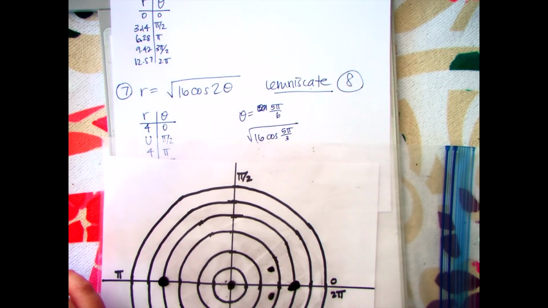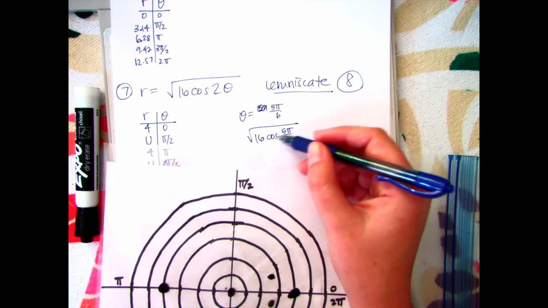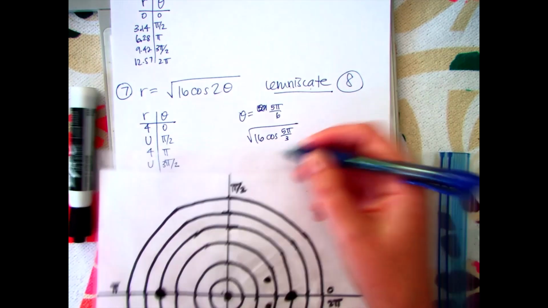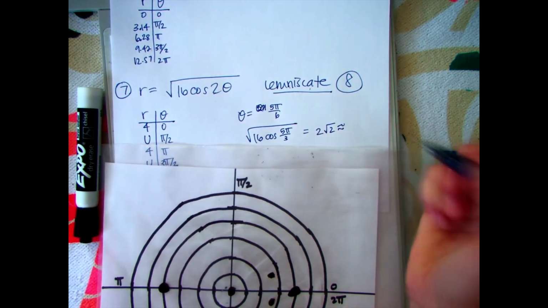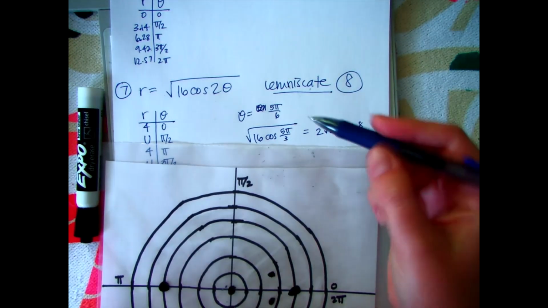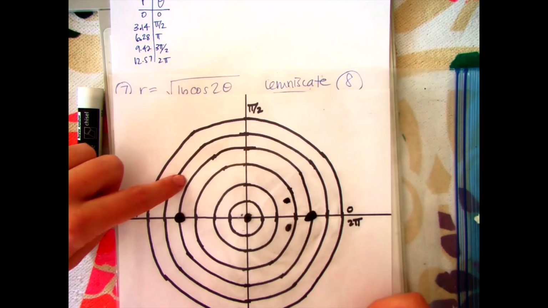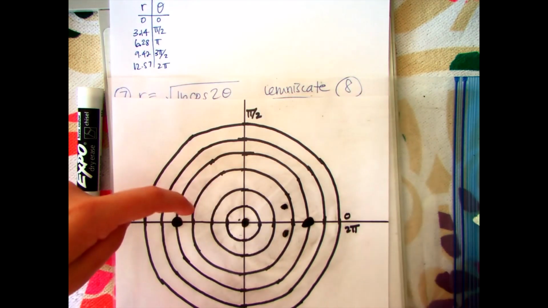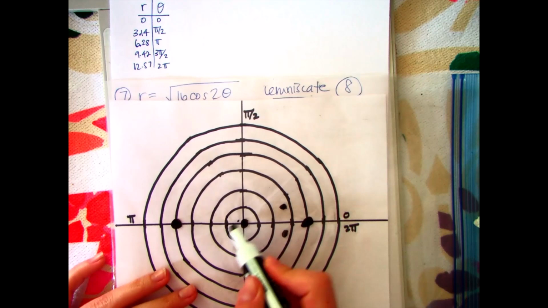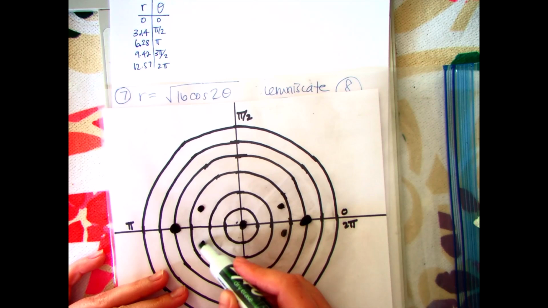Alright, so what is the cosine of 5 pi over 3? It's a 60-degree reference angle. Because this is in quadrant 4, it's 1/2. So again, we're looking at that 2 root 2, or about 2.8. So if we plug in 5 pi over 6, which is in this quadrant, it is 2.8. And then same thing, it's going to be 2.8 down here for the same reasons.